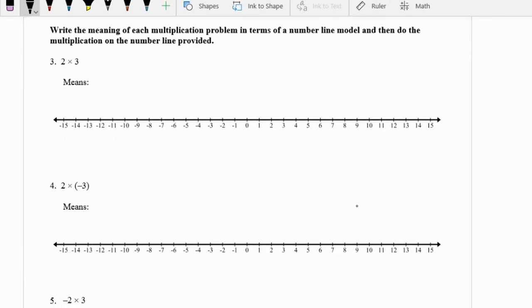So 2 times 3 means 2 groups of 3. So I'm going to go 0 to 3, and then 3 to 6. So my answer is 6. 2 times -3 means 2 groups of -3. So I'm going to go the other way. I'm going to start at 0 and go to -3. That's 1 group. And then 2 groups will give us -6.